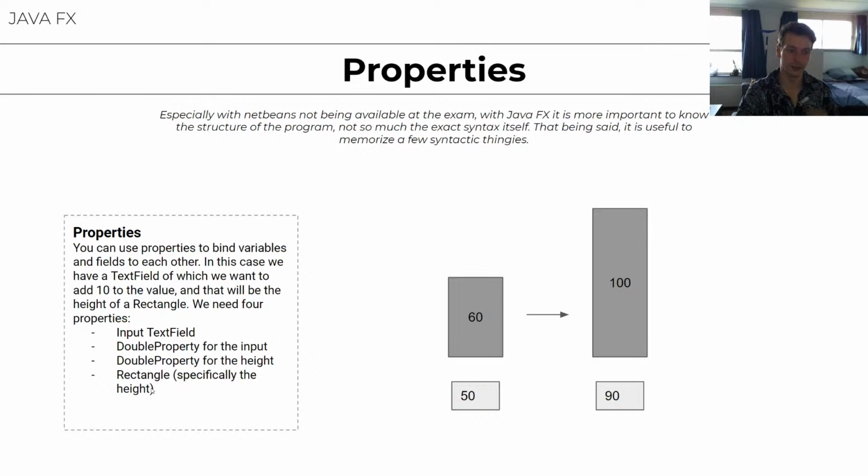We need a rectangle, and we need 2 properties. I see the question, what's the difference between a text field and a label? A text field you can write text in, a label you can just display text in. So you cannot edit the text that is in a label. That's the difference.